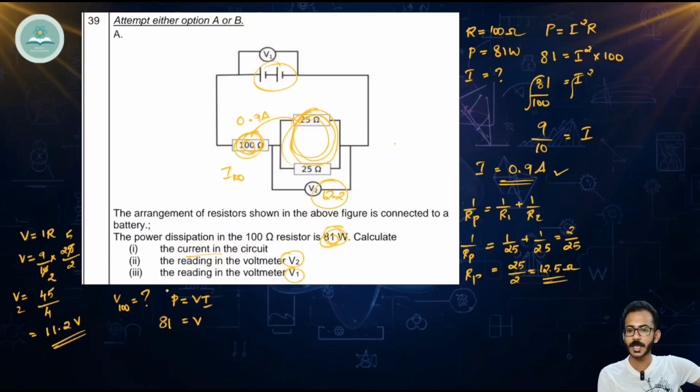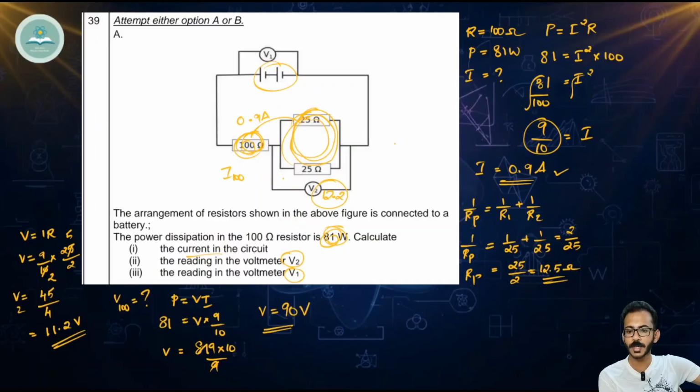The current here, we already found out that one. The current here is 9 by 10. We already got it. It's 9 by 10 or 0.9. So let me write that 9 by 10 there, into 9 by 10. If I keep that V there, V is equal to 81 into 10 divided by 9. 9 9s are 81. So we'll get V is equal to 90 volt.